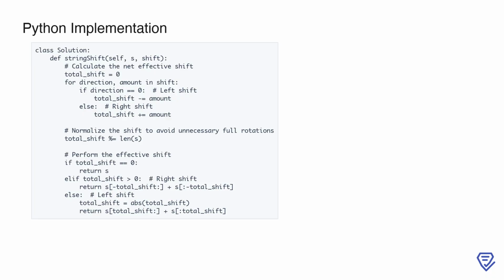We then perform the effective shift based on the normalized total_shift value. If total_shift is positive, it corresponds to a right shift, and we slice the string accordingly: s[-total_shift:] + s[:-total_shift]. If it's negative, it represents a left shift, and we adjust the value to positive before slicing: s[total_shift:] + s[:total_shift]. If the total_shift is 0, the string remains unchanged, and we return it as is.